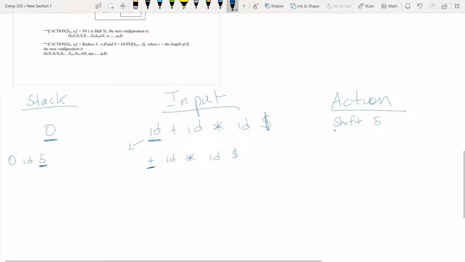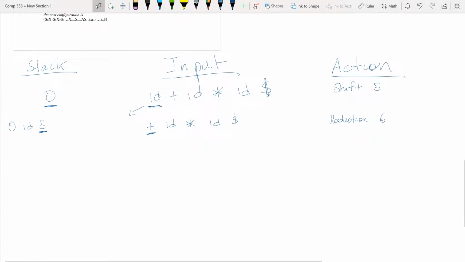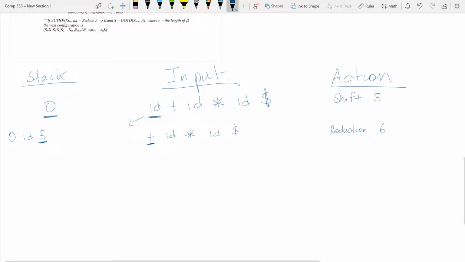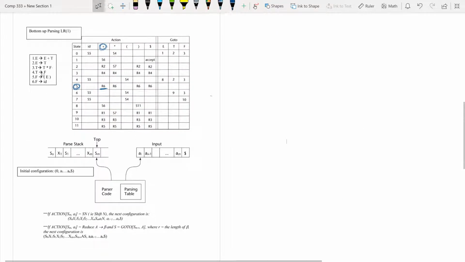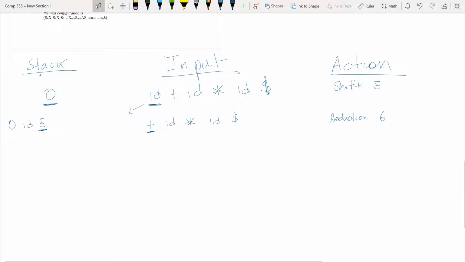That means we go down here and write reduction 6. Reduction means we look at the little table, at the sixth one. We look at this backwards because we're going bottom up. If we have an ID, it turns into an F. So we go down here, and this ID turns into an F. You get 0, F, and not 5, and then everything else gets copied down: plus, ID, star, ID, dollar sign.